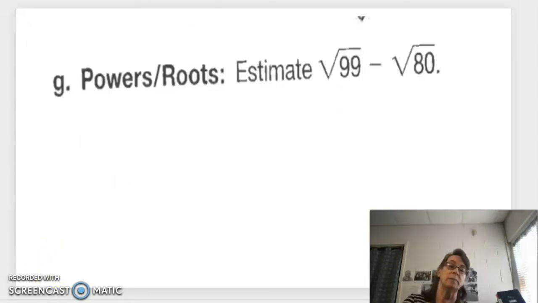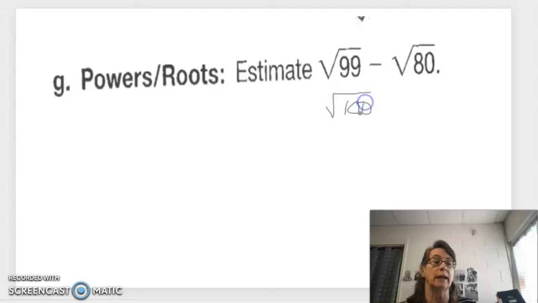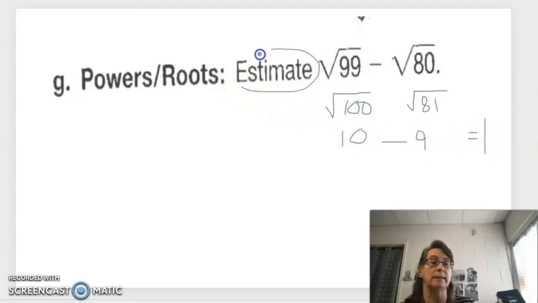All right, so roots and powers, we're estimating. So some of you worked too hard on this. When we're estimating, we're trying to find something close. We know that the square root of 100 would be very, very close to the square root of 99, and the square root of 100 is 10. We know the square root of 80 is very, very close to the square root of 81, which is 9. And 10 minus 9 is 1. So the estimate would be 1.